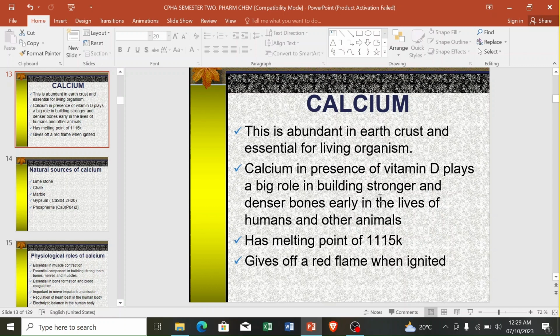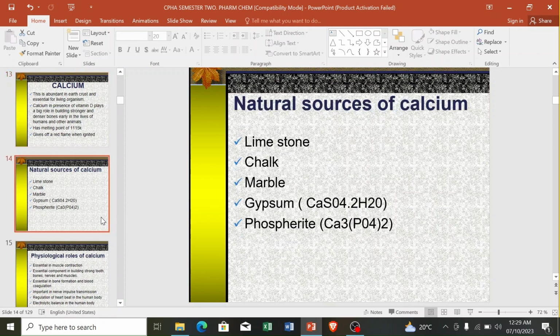So properties of calcium: it is abundant in earth crust and it is essential for living organisms. Calcium, in the presence of vitamin D, plays a big role in building stronger and denser bones early in the lives of humans and other animals. And then calcium has a melting point and gives off a red flame when ignited. That's briefly what you need to know about calcium.